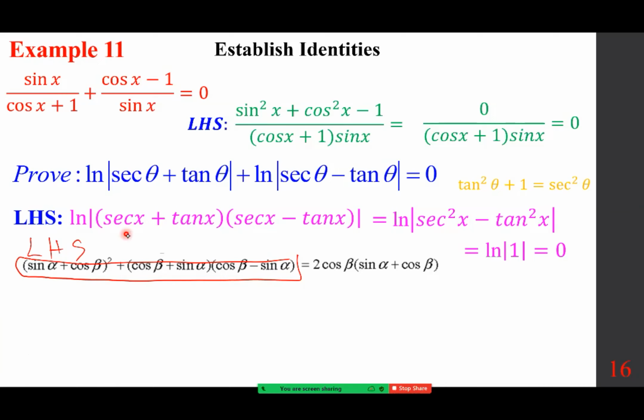When we square this, we get sine squared plus 2 sine cosine plus cosine squared. Of course, sine squared alpha plus 2 sine alpha cosine beta plus cosine squared beta. When we multiply these two, it's cosine squared beta minus sine squared alpha. So the left side, simply put, do the multiplication. Sine squared will cancel out negative sine squared.